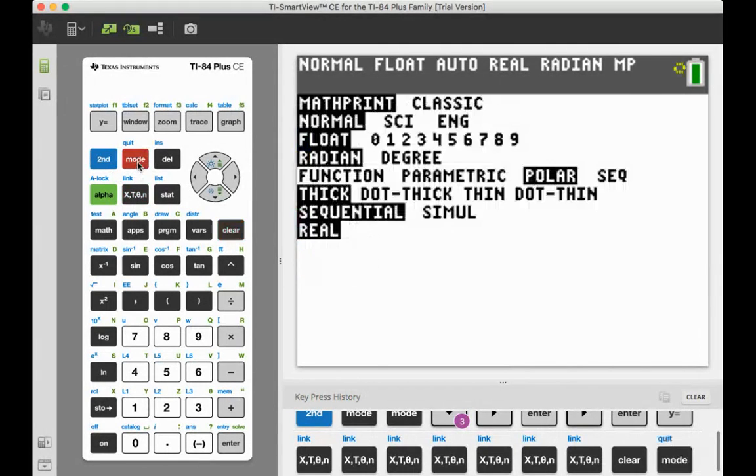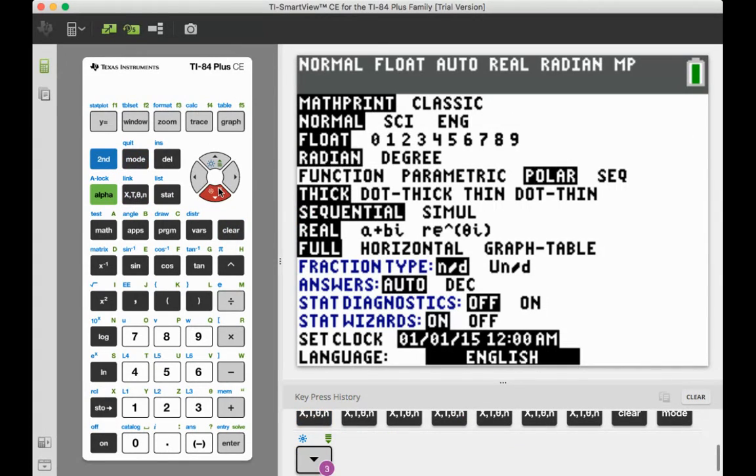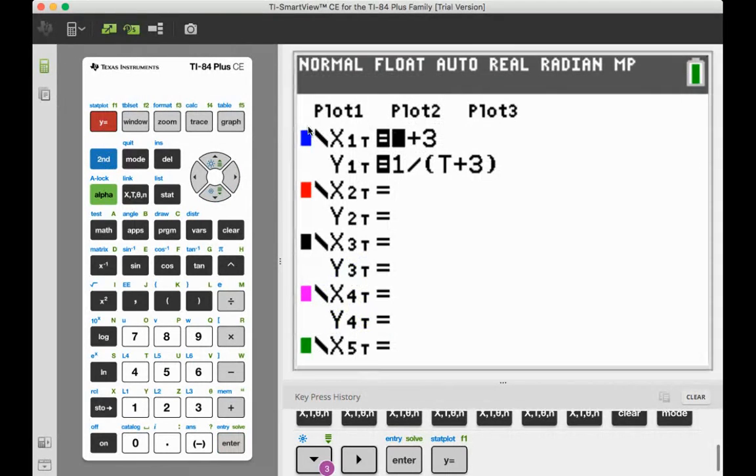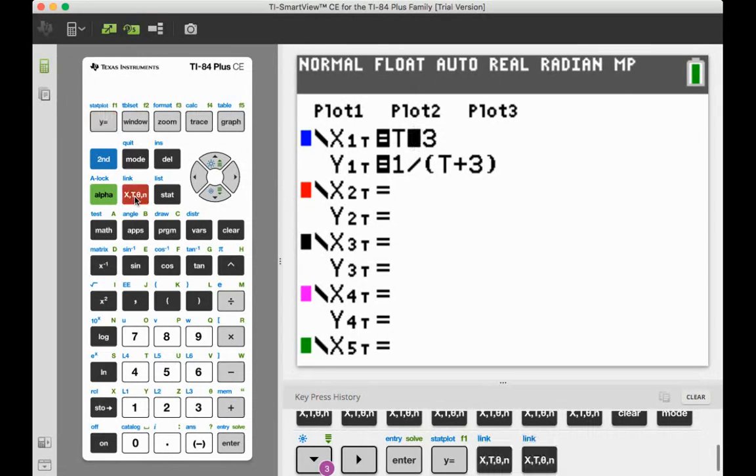And if I go back and I go to my parametric mode, which we're just now learning about, in parametric mode, if I hit y equals, you'll see I have my x in terms of t and y in terms of t. We have an x sub 1 and a y sub 1, so those go together. And again, if I hit my variable button, I get t.